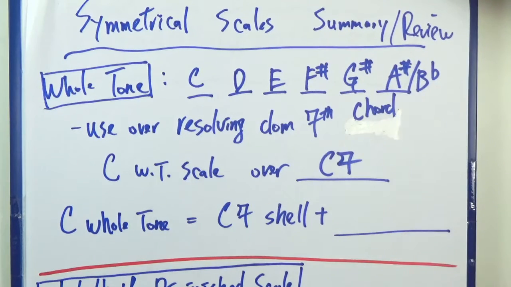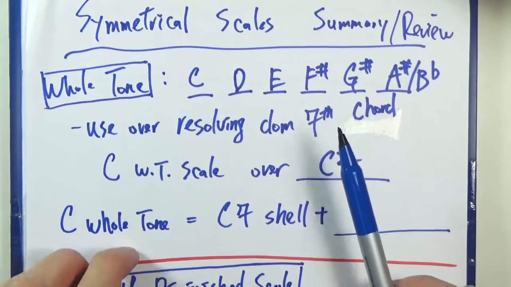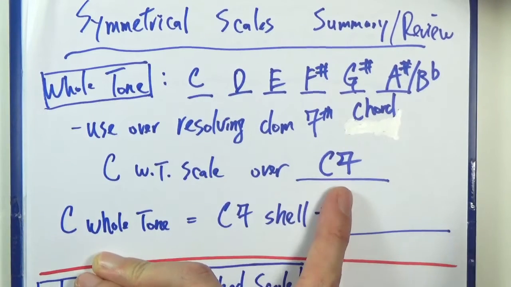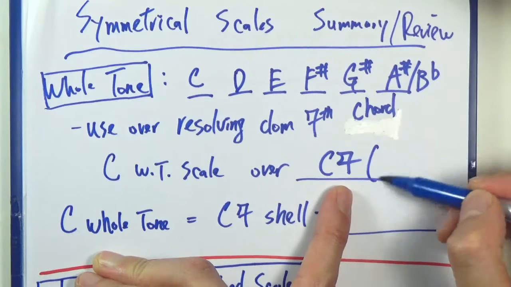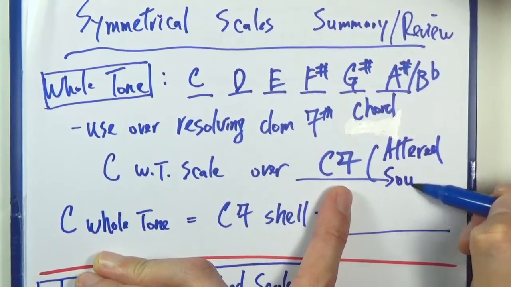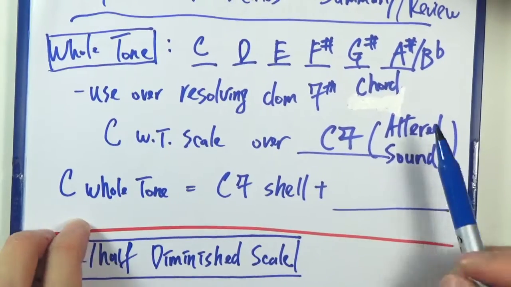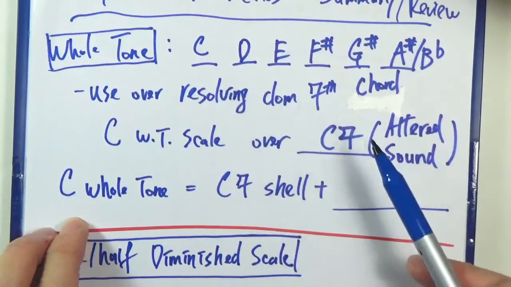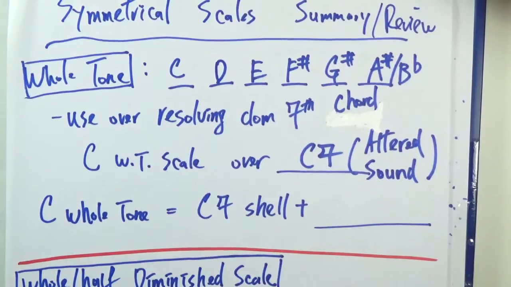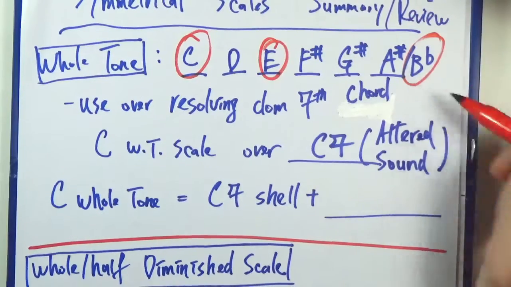We use the whole tone scale usually over a resolving dominant 7 chord. So for example, C whole tone scale can be used over a C dominant 7 chord for an altered sound. So if you look at the scale tones here, C whole tone is actually a C dominant 7 shell. So again, the shell is here, C, major third, and then you have the flat 7 here.